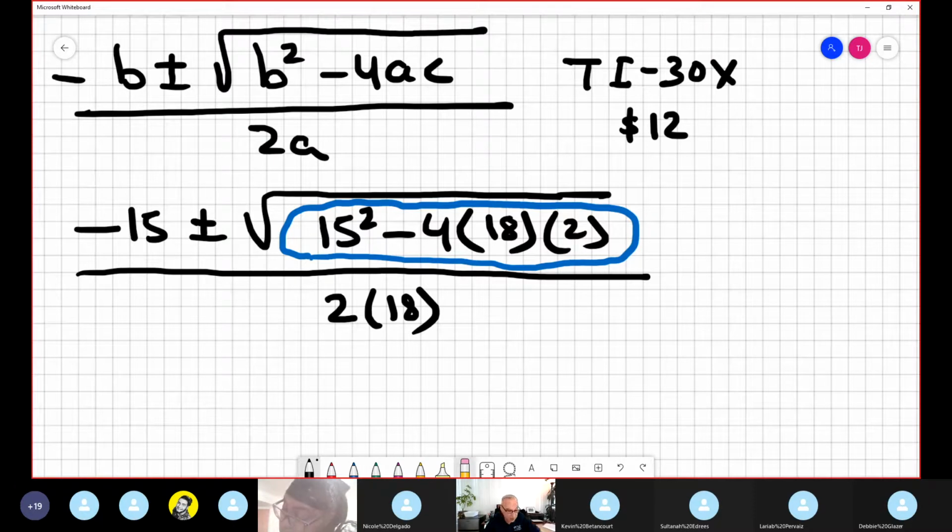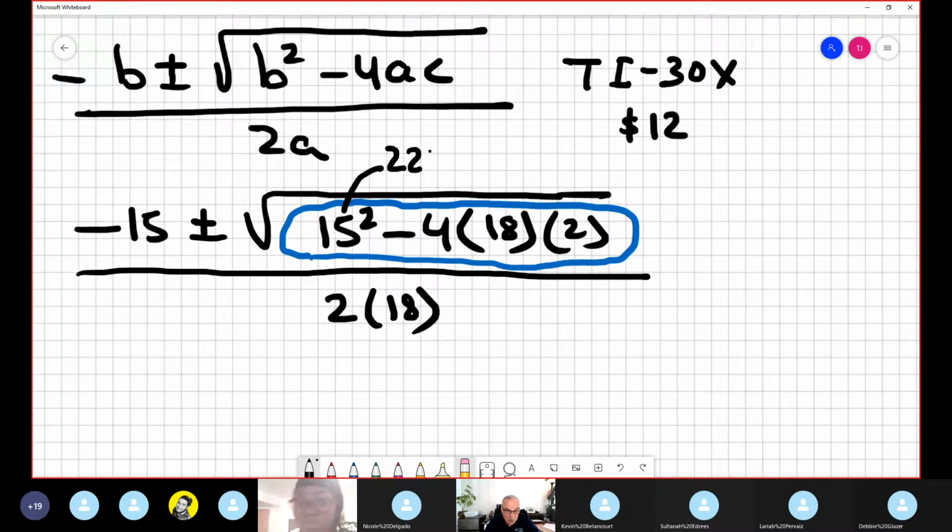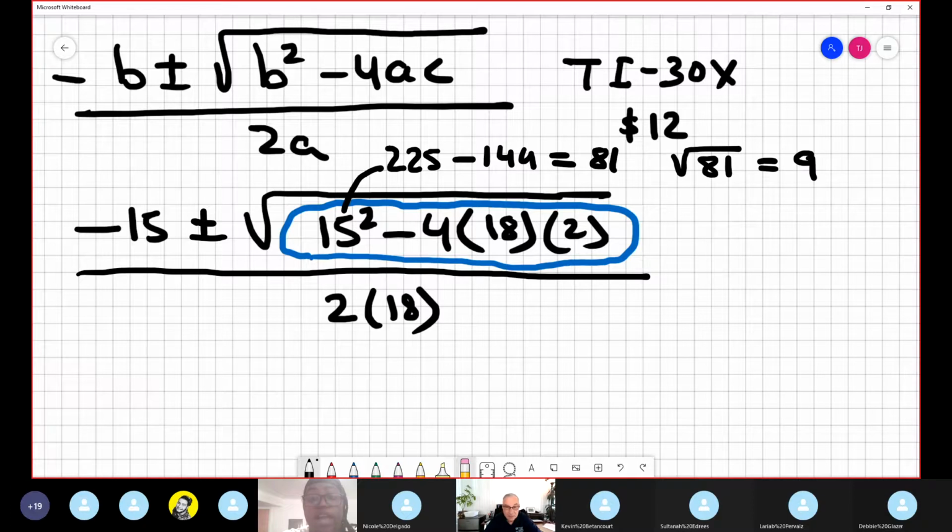So you put 15 squared. In my calculator it is 225. And now multiplication: 2 times 4 is 8, times 18 is 144. And now subtraction: 81. And now the square root of 81. You did that, right? 9. Yeah, it's a real number.